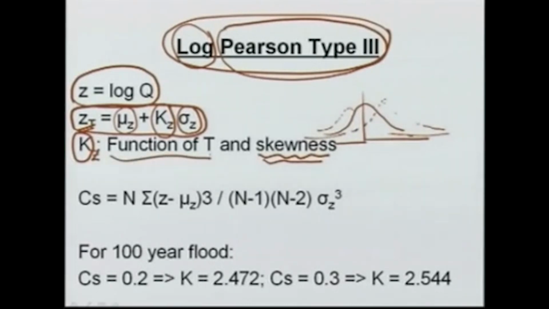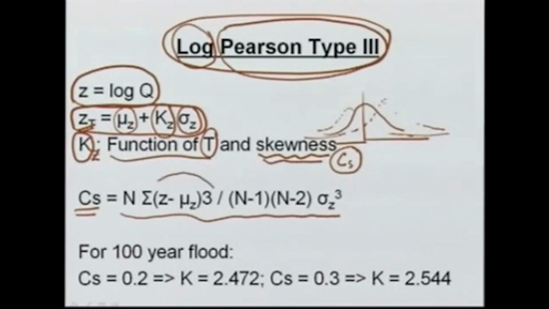is a function of the return period t and the skewness of the distribution, which we call C s. The C s value is computed by using this equation, where the sum of z minus mu z cubed will be 0 if the distribution is symmetric, because if it is symmetric, then positive and negative values of the cubes will cancel each other, and C s will come out to be 0, but typically it will not be.